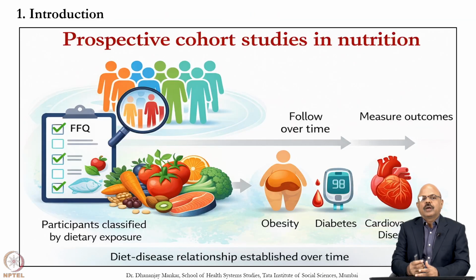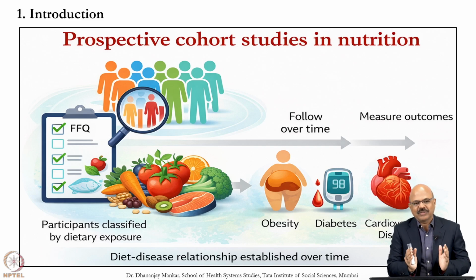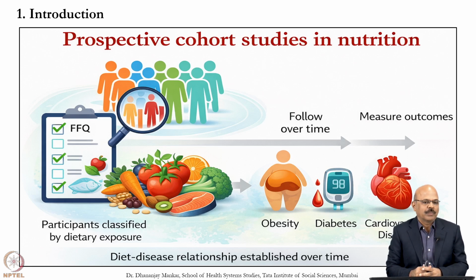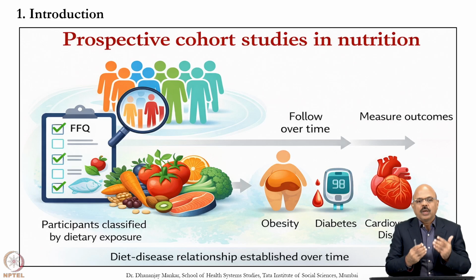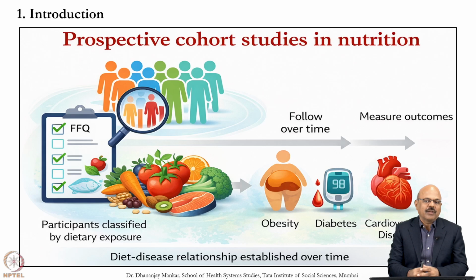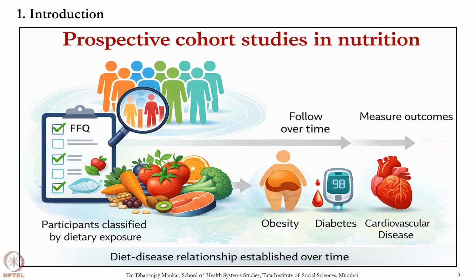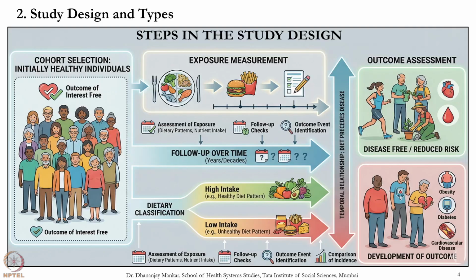If I have to come up with prospective cohort studies in nutrition, we need to understand how a diet-disease relationship is established over a period of time. The questionnaires that we give participants classify them by dietary exposure, such as consumption of vegetarian or non-vegetarian food, with a follow-up over a period of time to understand the major outcomes, dealing with disease conditions like obesity, diabetes and cardiovascular conditions. So the importance of cohort studies is very high in nutritional sciences.